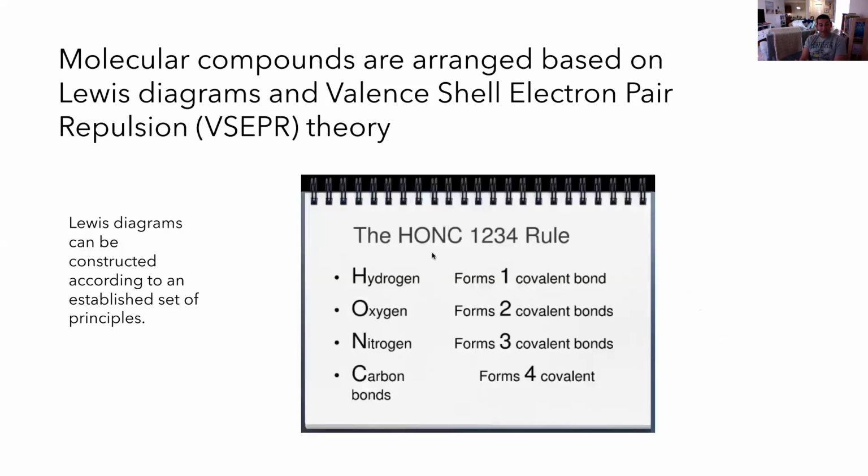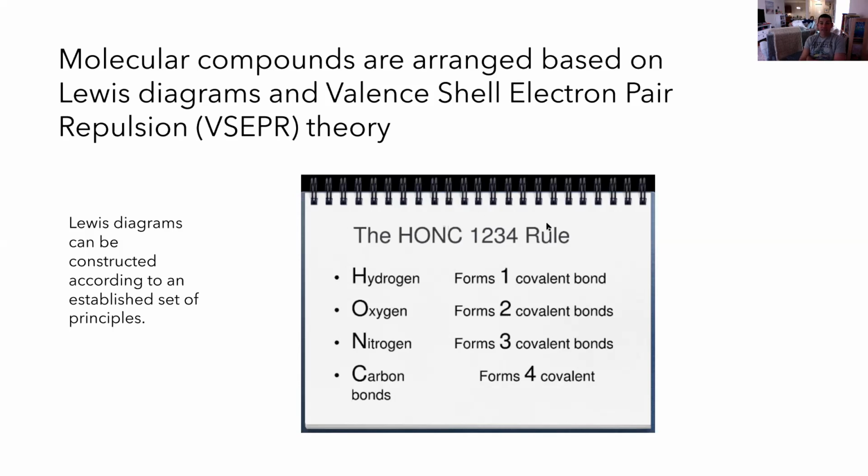Now, I like this HONK 1, 2, 3, 4 rule for hydrogen, oxygen, nitrogen, and carbon. They form 1 covalent, 2 covalent, 3 covalent, and 4 covalent bonds respectively. So HONK 1, 2, 3, 4. It works really well if you're only using those 4 elements. As we start adding more elements, sometimes it falls apart.